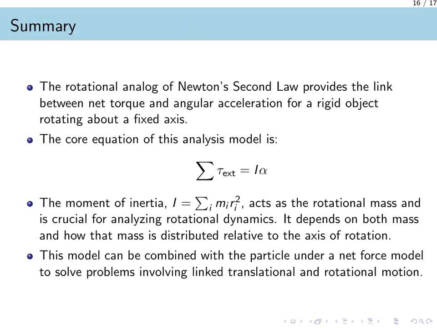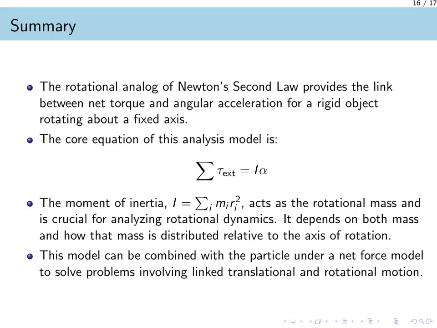Let us summarize the key ideas behind the analysis model for a rigid object under a net torque. This model is the rotational analog to Newton's second law. It establishes a direct link between the cause of a change in rotational motion, which is a net torque, and its effect, which is an angular acceleration. The central equation is that the sum of the external torques equals the moment of inertia, I, multiplied by the angular acceleration, alpha. The moment of inertia is the crucial proportionality constant in this relationship.